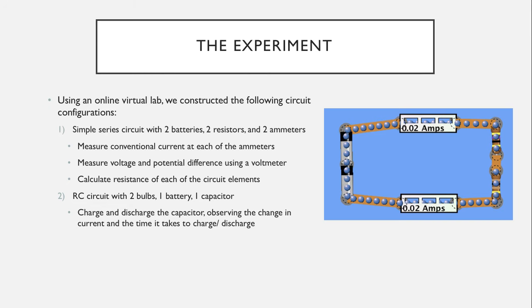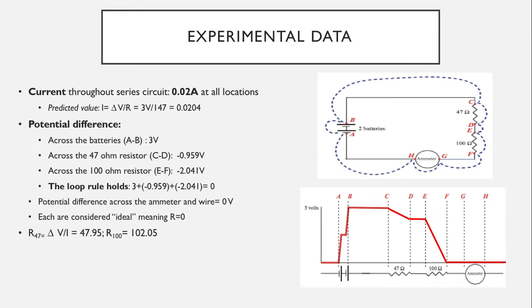discharge the capacitor. So first, in the series circuit, I measured the current throughout it to be 0.02 amps at all locations as expected due to conservation of current. And then using Ohm's law, I predicted that it would be 0.0204 amps, which is what I also measured. And then the potential difference at various locations is shown here and verifies that the loop rule holds because they sum to 0 as you make a loop around the entire circuit.